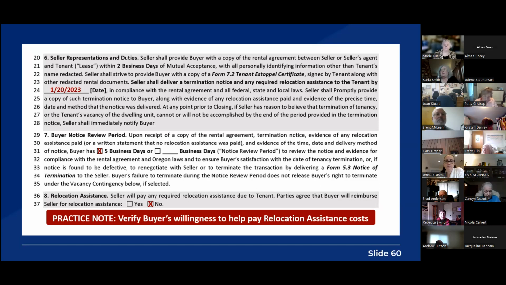It's important that the seller shows that this is what's happening. The buyer may agree to reimburse the seller for relocation if they're going to be living in it themselves. They may not. They may say, seller, you need to get them out at any cost. So this is an important section that you need to go over with both parties.